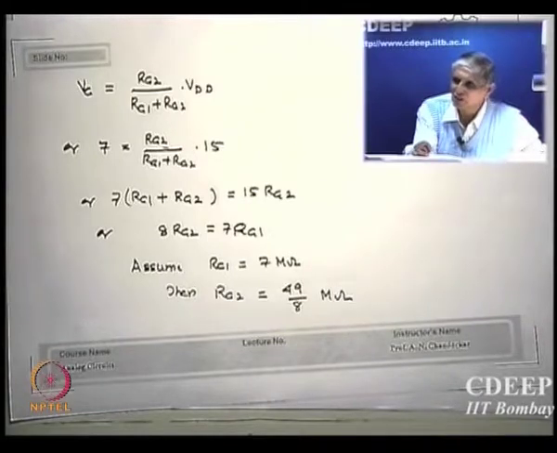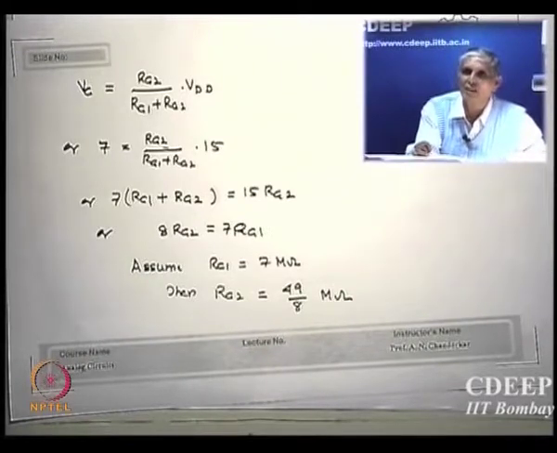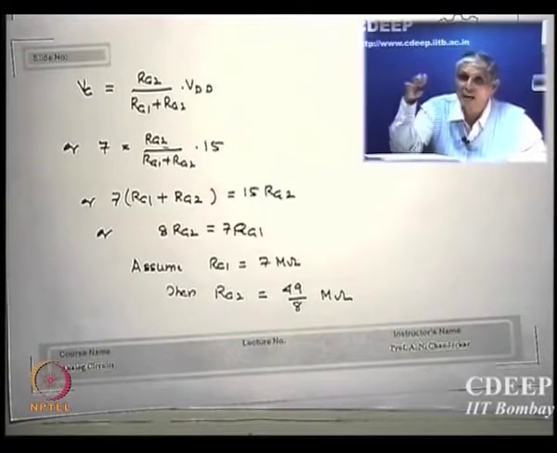Is that clear to you? So this is called design. This is a bias network design. Is the word design clear? I evaluated the values of Rg1 and Rg2 for a given operating point, as if I want this.